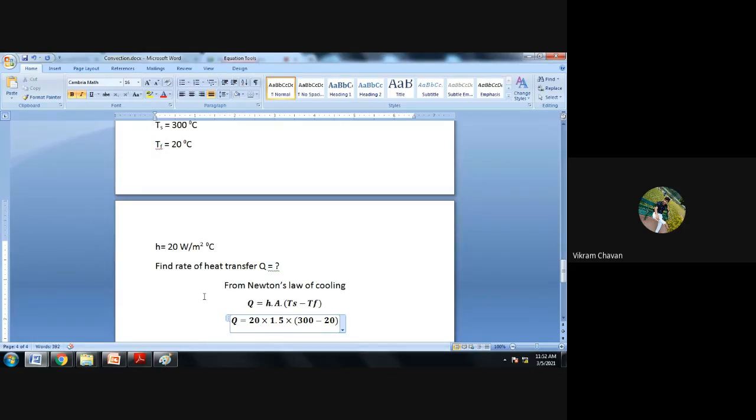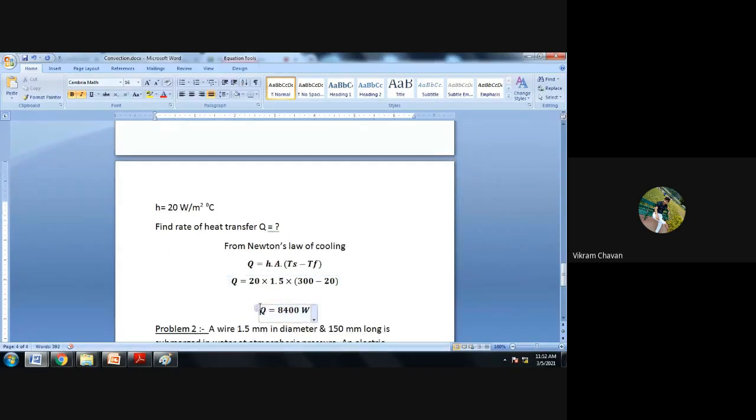Can you mention your answers in the chat box? 8400. Okay, great. So the unit will be watt. So Q is equal to 8400 watt. This is the answer for the first problem.